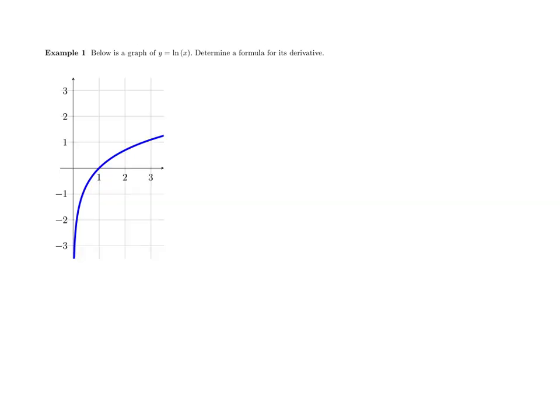In example 1, we have a graph of the natural log of x. I would like to determine a formula for this function. That is, can we find y prime? First, let's think about what the derivative actually looks like. I'll note that the natural log, y equals the natural log of x, is always increasing. And this means the derivative is always positive. It is never 0 and it's never negative.